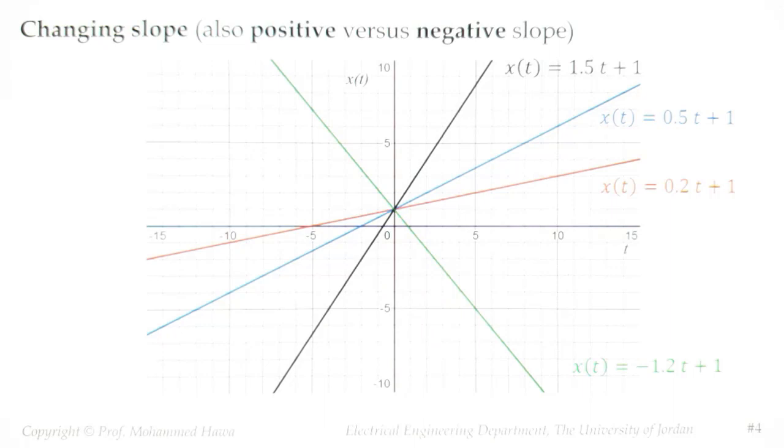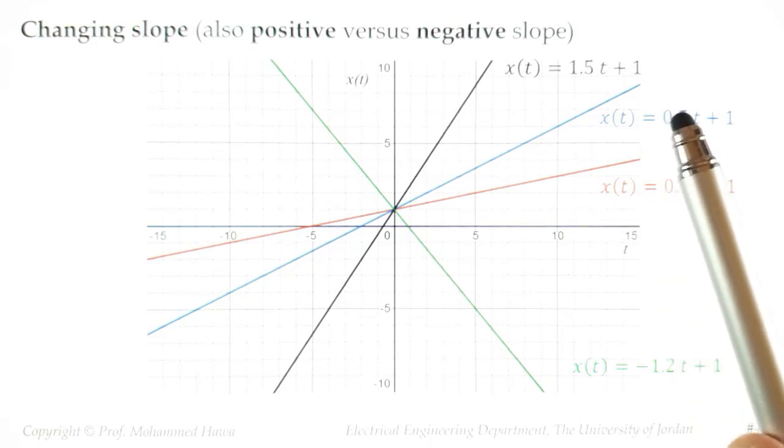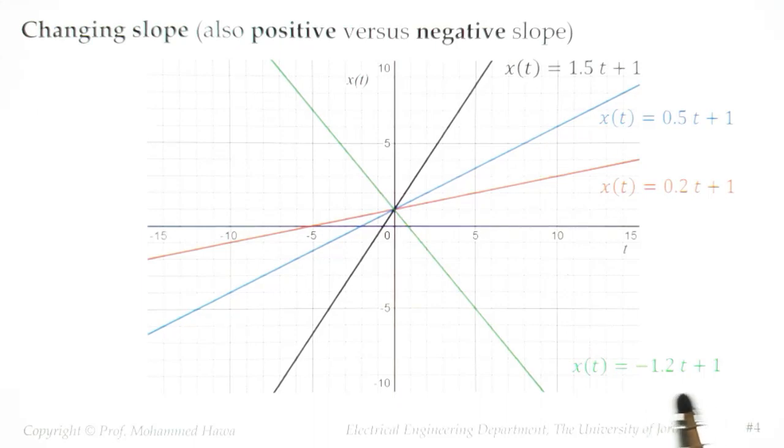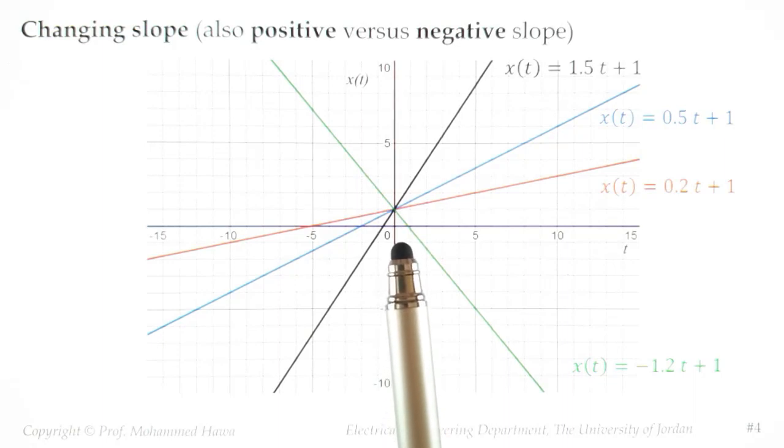If I want my line to go even faster with increasing time, then I increase the slope. So notice if I increase from 0.2 to 0.5 to 1.5, the black curve is going way faster up with increasing time compared to the other curves. If you take a negative slope, like in this case minus 1.2, notice that the curve is now decreasing rather than increasing. But all those curves have the same y-intercept, so they cross the vertical axis at exactly the same point, which is the y-intercept.